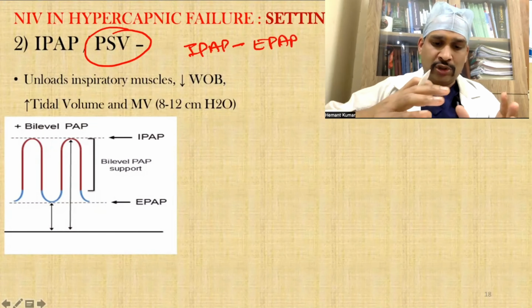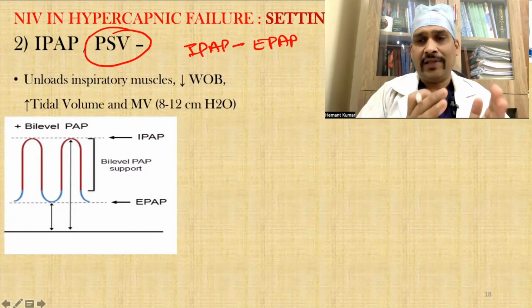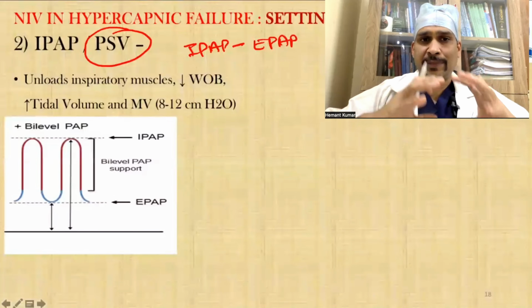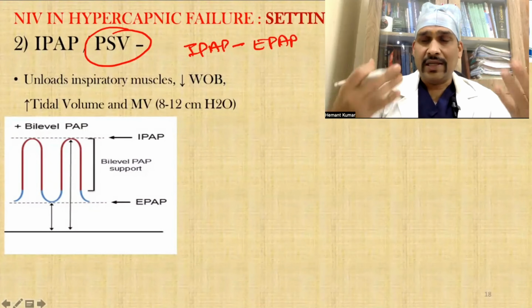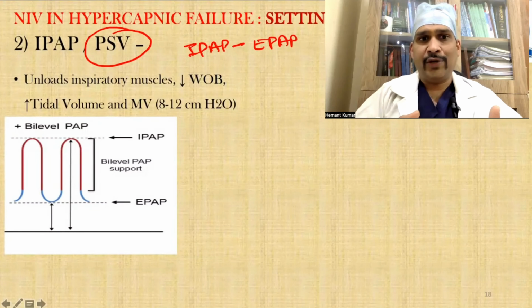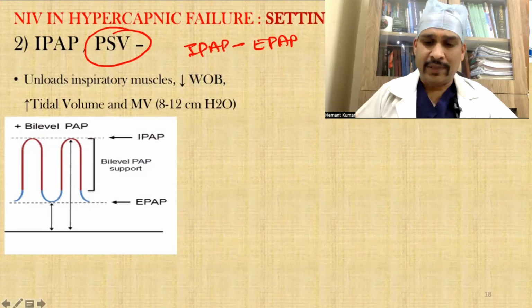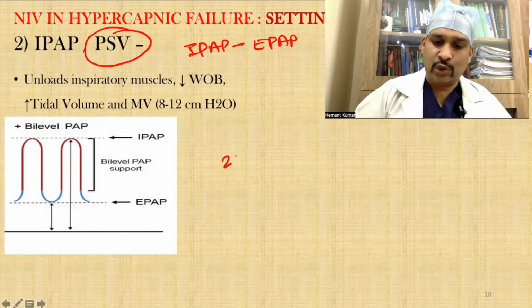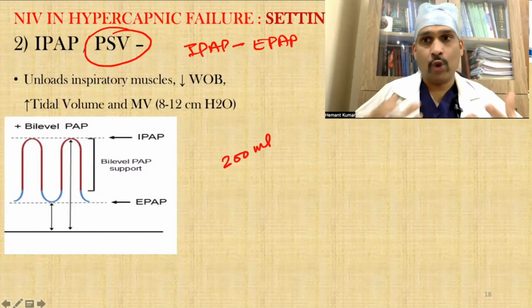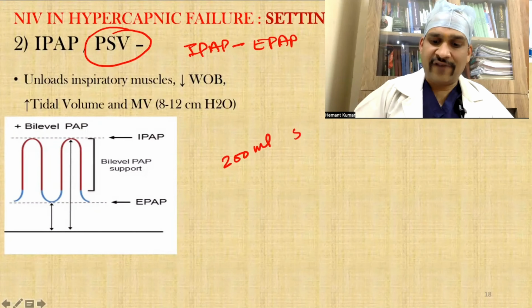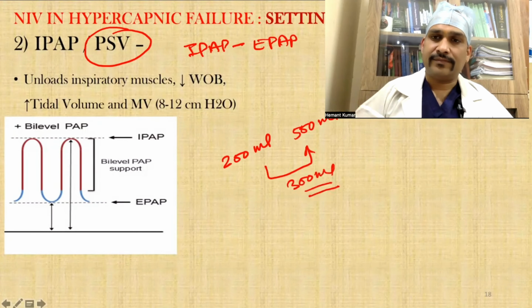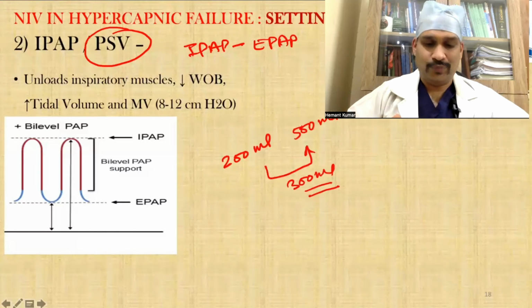So you subtract EPAP from IPAP, that is the pressure support. It means the pressure support is helping to augment the tidal volume and reducing work of breathing. So this is just a rescue thing. Say, for example, a COPD patient is able to generate 200 ml on their own, and the patient needs 500 ml. So this 300 ml will be provided by NIV. So this is just like a rescue.